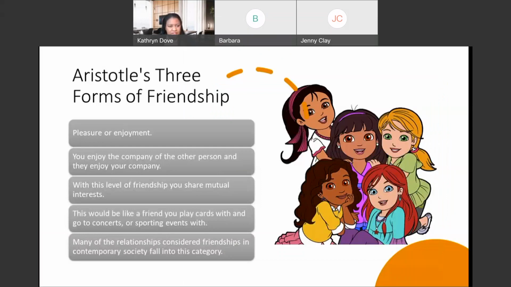So the second level of Aristotle's friendship is a little bit deeper. It's for pleasure or enjoyment. You enjoy the company of the other person, and they also enjoy your company. With this level of friendship, you share mutual interests. This would be a friend that you like to maybe play cards with, go to the movies with, go to the concert with, sporting events. Many of the relationships considered pleasure friendships, many of our relationships in contemporary society would fall into this category.